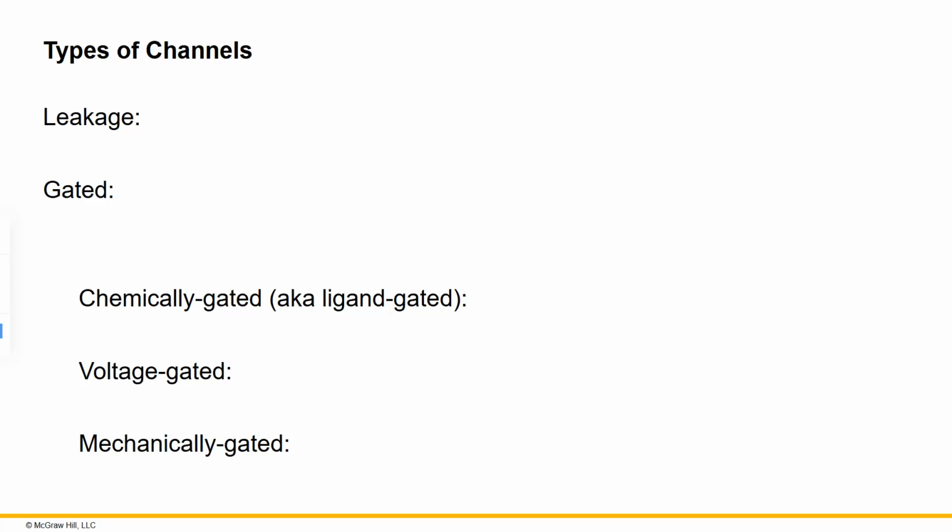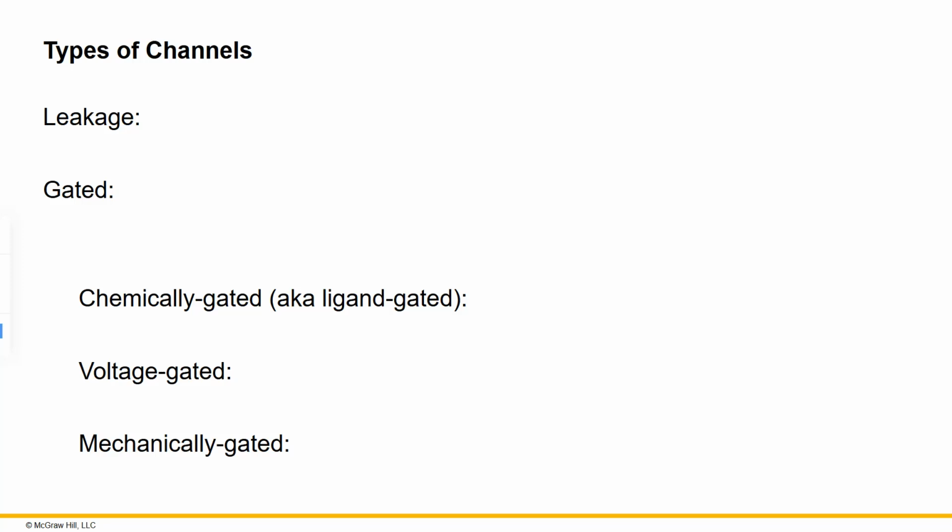Gated means that the door is normally shut. With leakage, the door is always open. Anyone can come and go as they please. Gated, the door is normally shut. That door will only open for typically three reasons. We have chemically gated, voltage gated, and mechanically gated. Chemically gated, also known as ligand gated, means a chemical would have to bind to it in order to cause it to open.